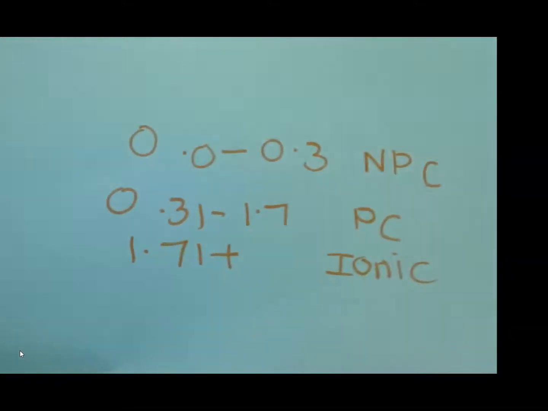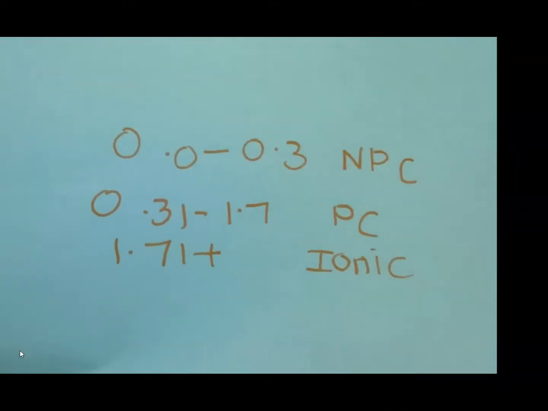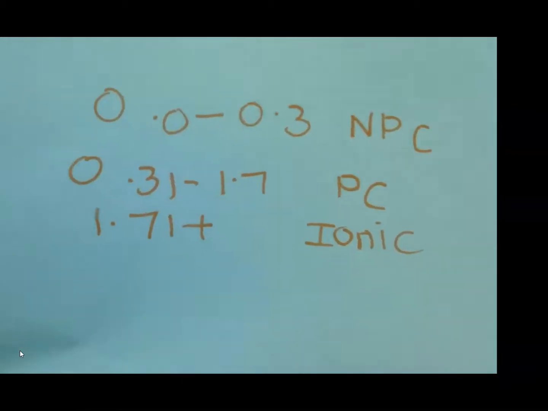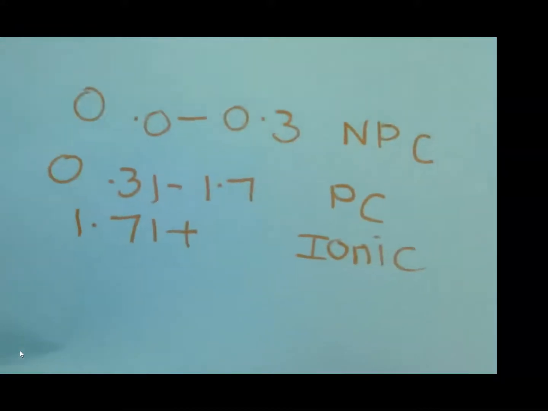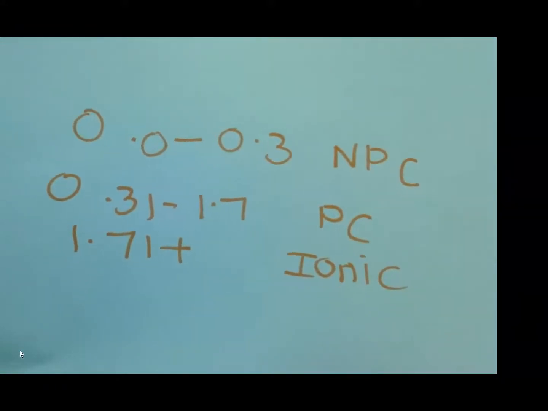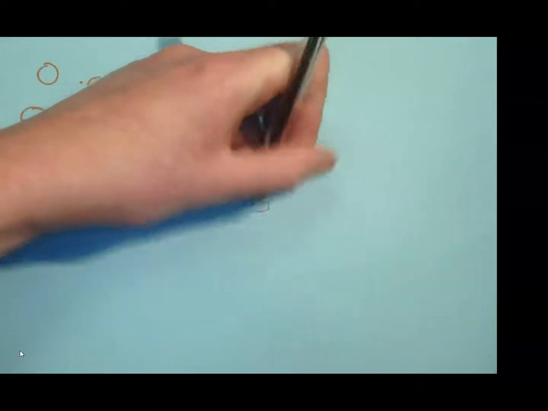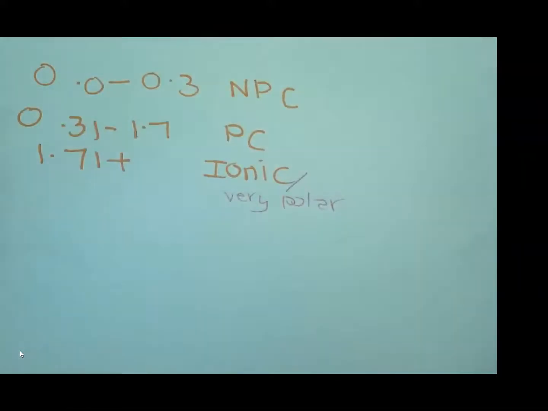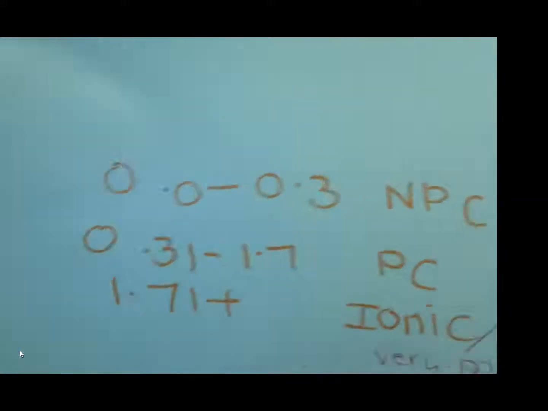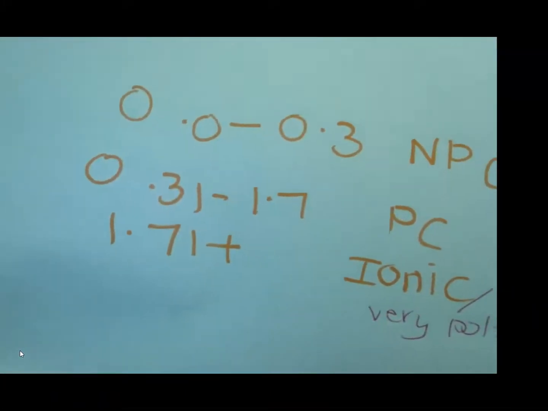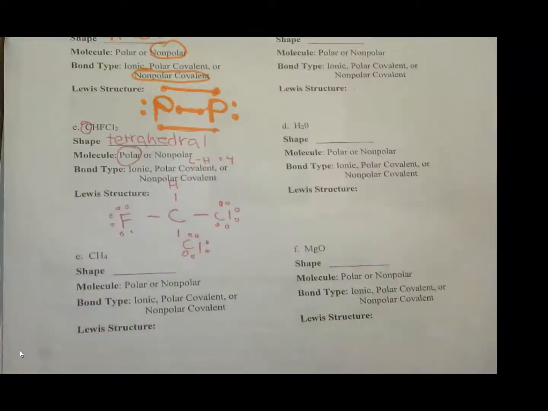So I just made myself a little chart there. These are our values that we want you to use. These will vary from textbook to textbook and from different sources, but these are the values we want you to use. This could also be ionic or very polar in that range, just to point that out. So I can see that the bond between C and H is very slightly polar because it's 0.4. So this one's polar.